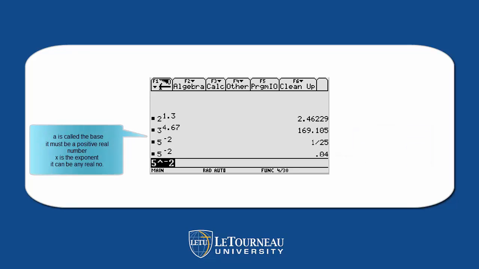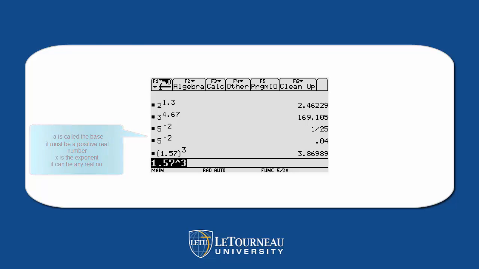So a is called the base. It must be a positive real number. X is the exponent. It can be any real number. So we can say 1.57 to the third and get a perfectly good answer. Calculator's really smart on this.